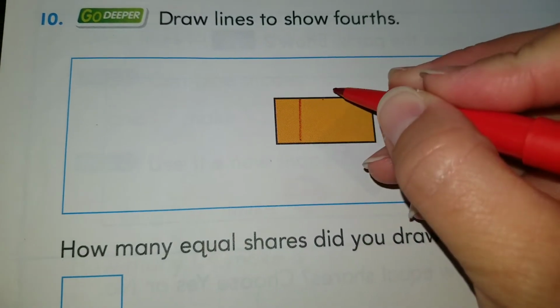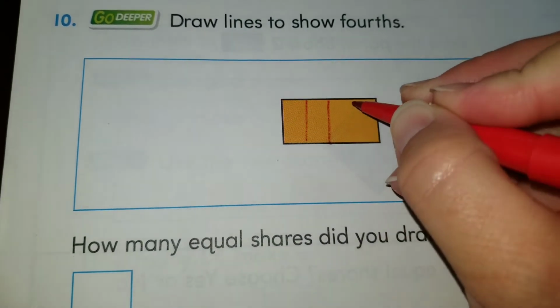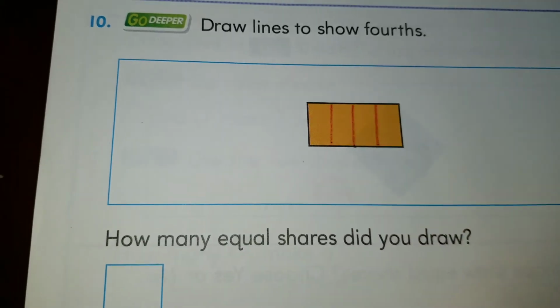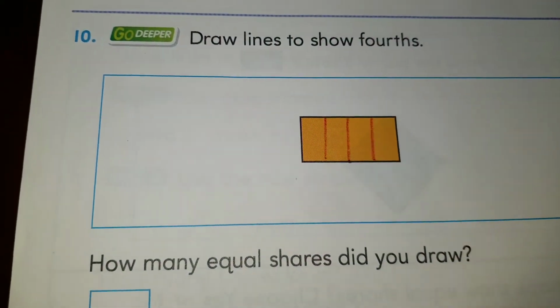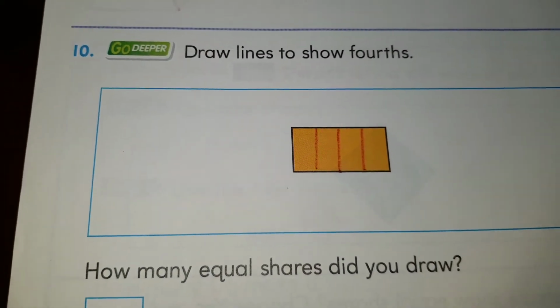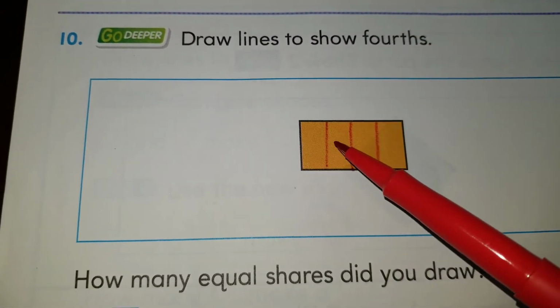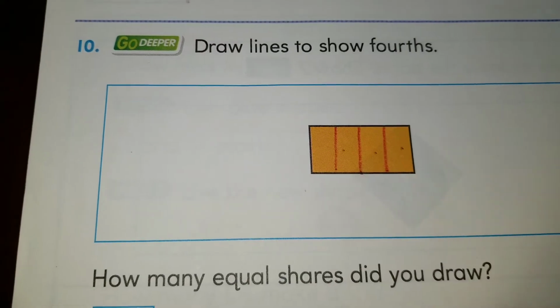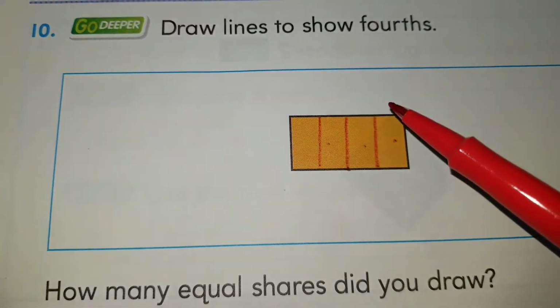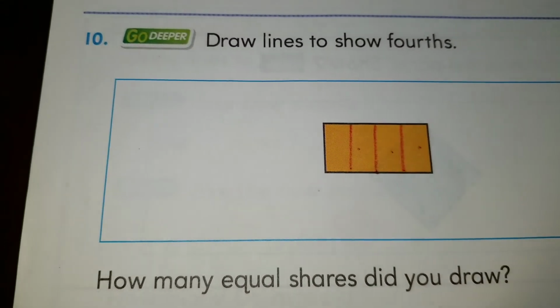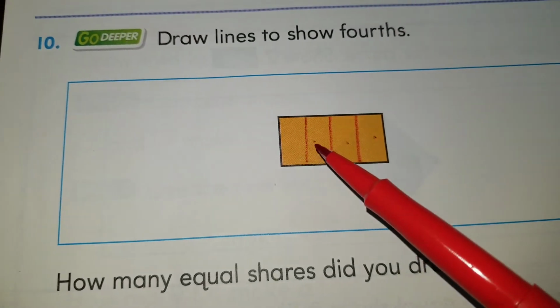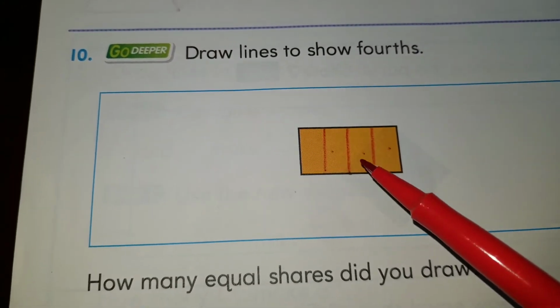1, 2, 3. I don't want you to draw 4 lines. It's not the same as drawing 4 lines. Let's see if we have 4 equal parts. We have 1, 2, 3, and 4. You see? How many lines did I draw? I only drew 3 lines. But my shape is divided into 4 equal parts.